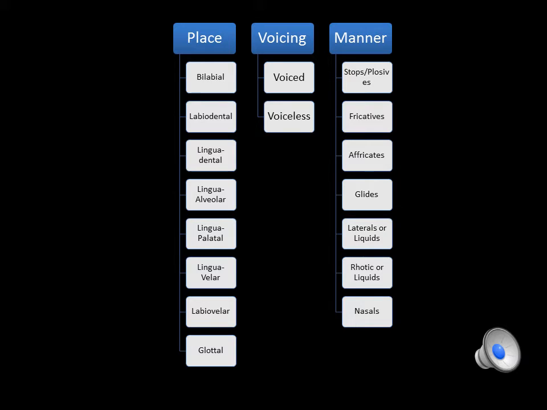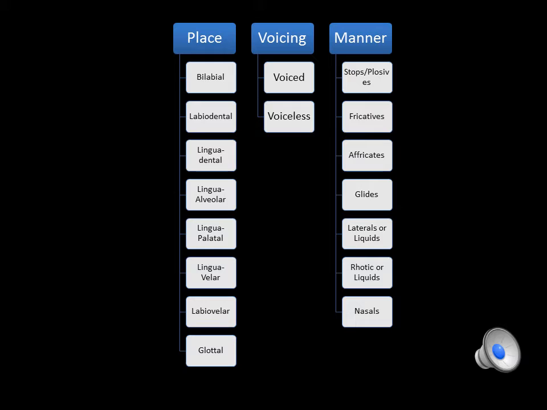Let's now take a look at consonants. Consonants are classified according to place, manner, and voicing. Place refers to the location where a sound is made within the vocal tract, or the place of articulatory production. There are 8 places where sounds can be produced.